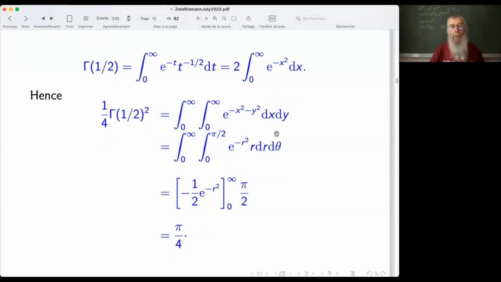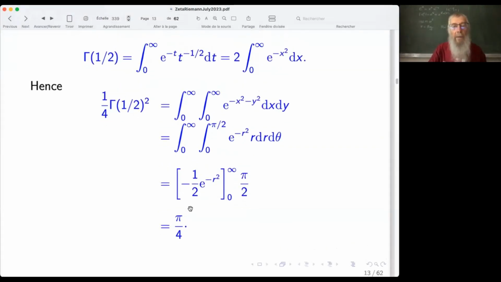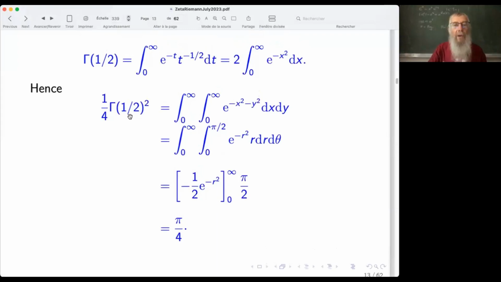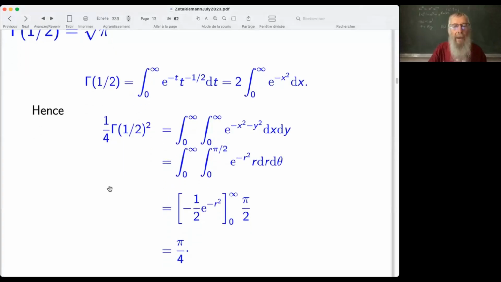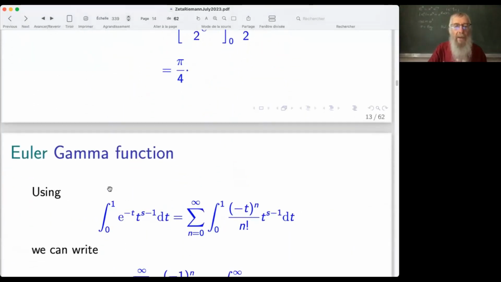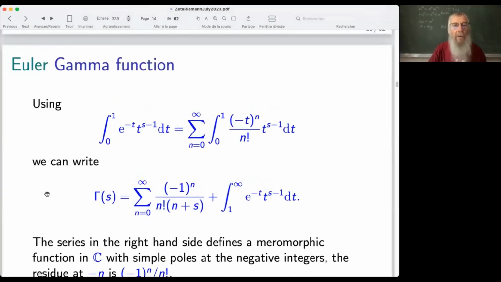But this can be computed. It is the value of 1/2 exponential minus r squared between 0 and infinity times pi over 2, and the pi over 2 comes from here. And therefore, you find pi over 4, which gives gamma of 1/2 equals square root of pi. Okay, so this is the special value of the Euler gamma function.